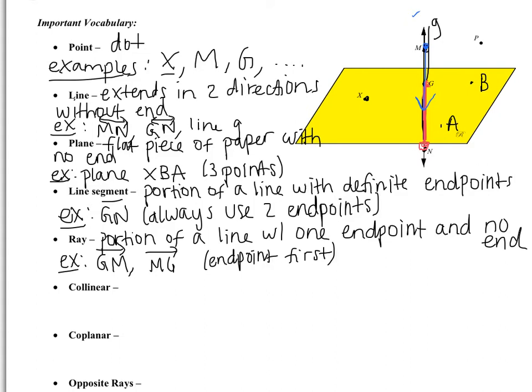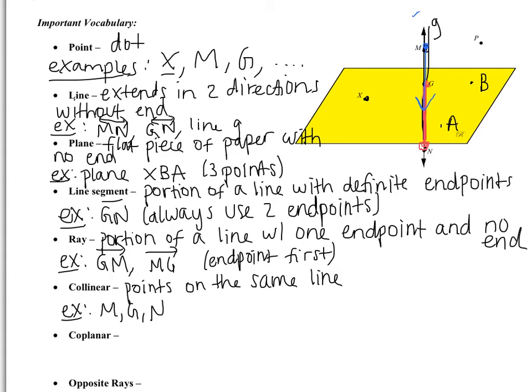Okay, I know this is a lot of definitions. We still have a couple more. Collinear. Co means together. Linear means line. So collinear is points on the same line. So example, we see that M, G, and N are collinear. Remember that they're points, so we just write a capital letter. You don't need to write point. Just M, G, N.